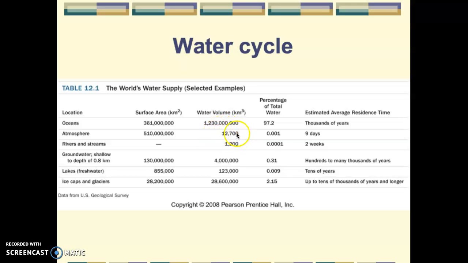Now you'll notice the total volume here looks kind of small, but with these short residence times, if you multiply this, 9 days is a little more than a week. If you multiply this number by 52, that'll give you an idea of how much water is available in the atmosphere over the course of a year. If you multiply this number by 25, because it's a 2-week residence time, you'll get a much bigger number, and that's how much water is available in rivers and streams over the course of a year.